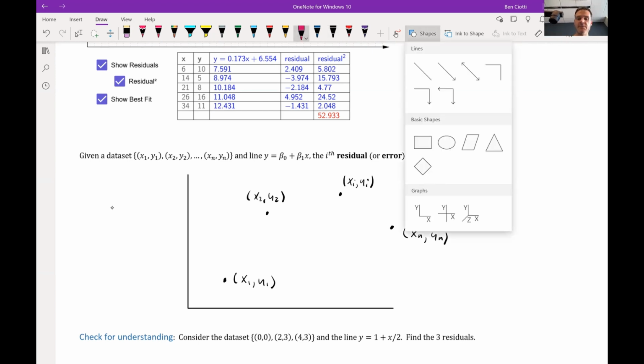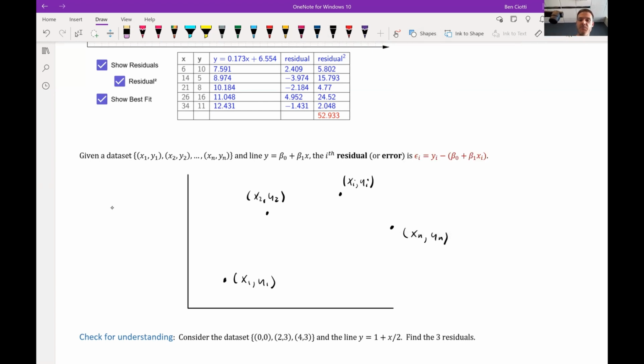And suppose that this is our line that we're trying to use to fit the data. So this is the line y equals beta 0 plus beta 1 x. Remember, we're using beta 0 for the intercept and beta 1 for the slope. The residuals are all these vertical errors.